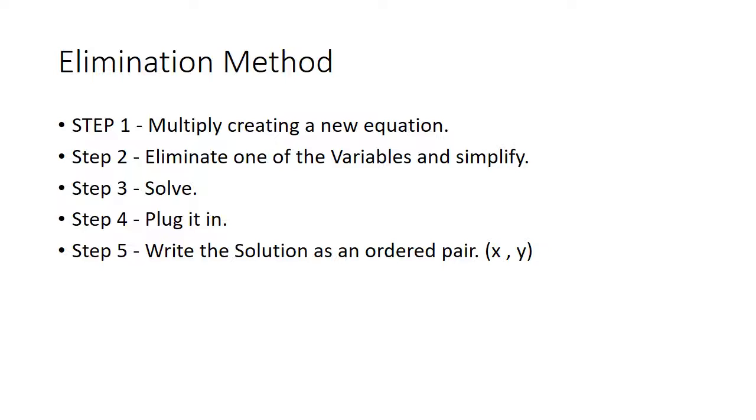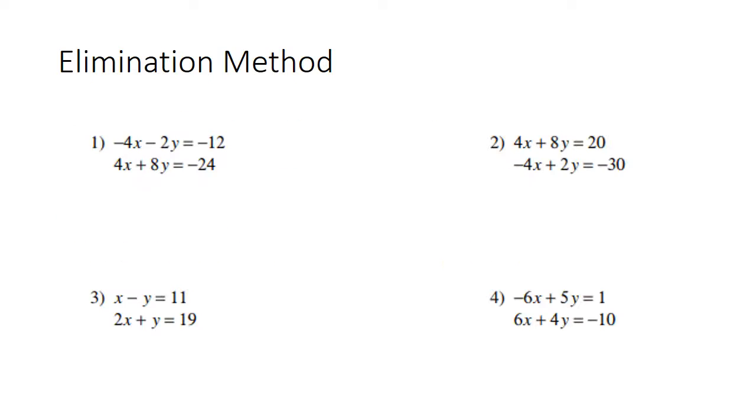So the first step is to multiply. You don't always have to multiply. Sometimes they're already opposites, so you can go ahead and eliminate. An example of opposites would be like 2 and negative 2, 4 and negative 4, negative 7 and 7, okay? They're opposites because when you add them together, you should get 0. So hence the name elimination. You're trying to eliminate one of your variables. So let's do some examples.